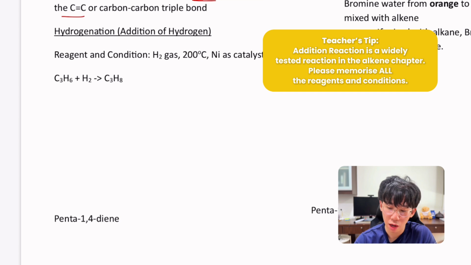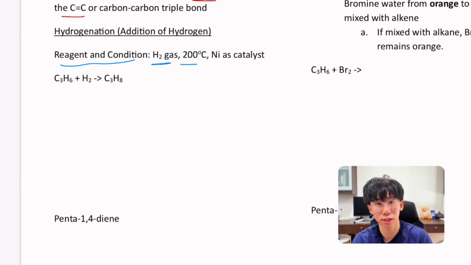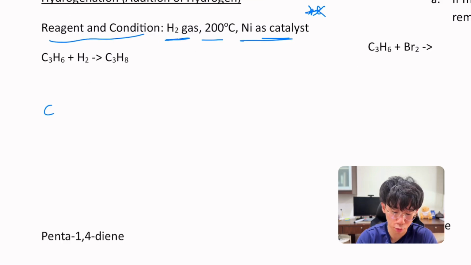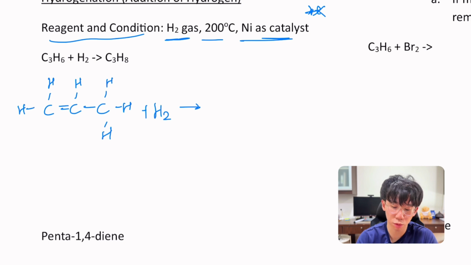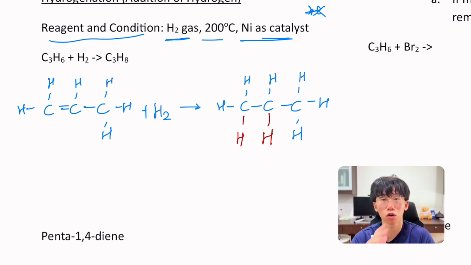An example of an addition reaction is hydrogenation. Do take note of the reagents and conditions. You're adding H2 gas at 200 degrees Celsius, using nickel as a catalyst. Please memorize this. In this example, C3H6, which is propene, is going to react with H2. How this addition works is that the double bond will become a single bond and everything else remains the same. With the double bond becoming a single bond, you actually have space to add the H2. So you're adding the H and another H across this double bond.